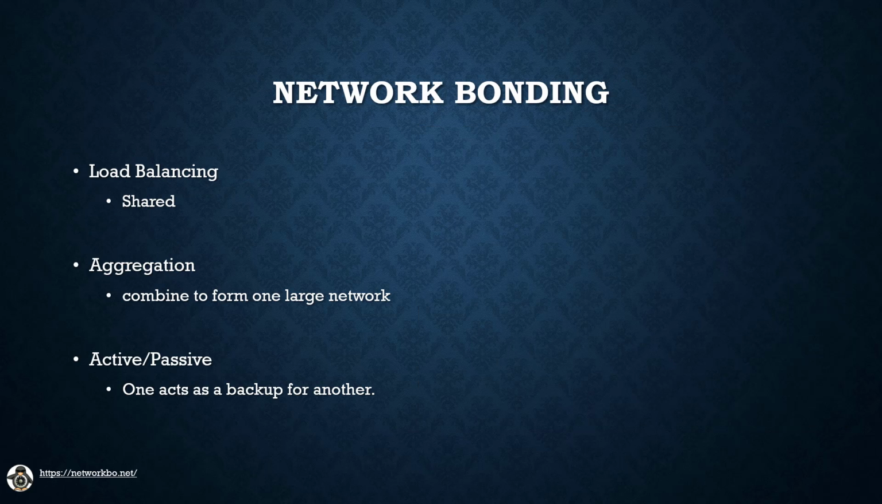Network bonding allows you to add multiple interfaces into one virtual network. You then tell Linux to treat this virtual network in one of three different bonding types. You have load balancing, where network traffic is shared between the interfaces. You have aggregation, where interfaces are combined to form a larger network pipe. And you have active or passive, where one interface acts as the backup for another interface.